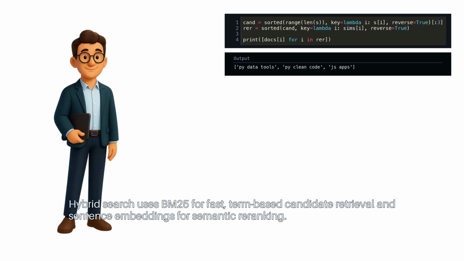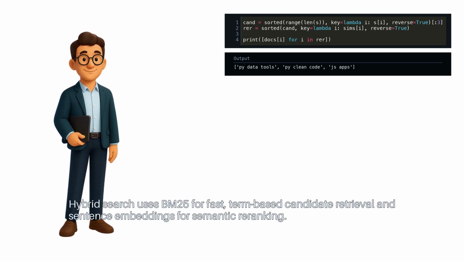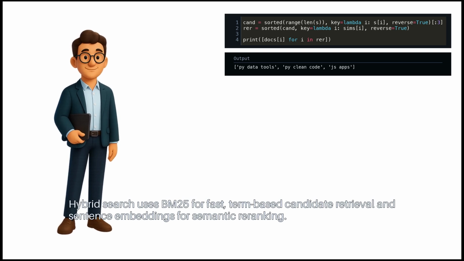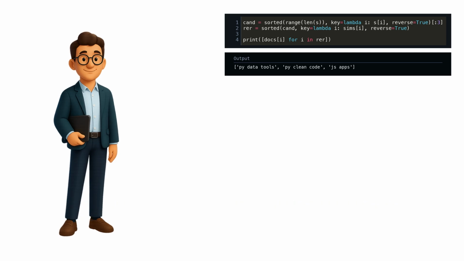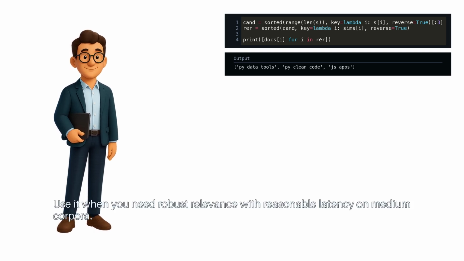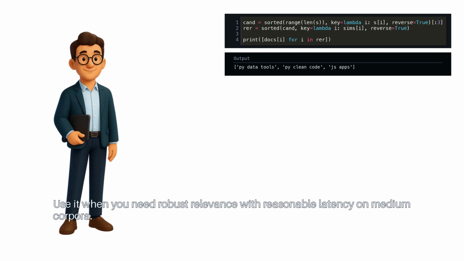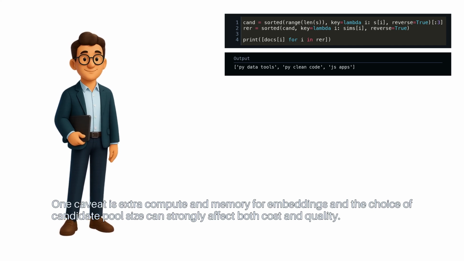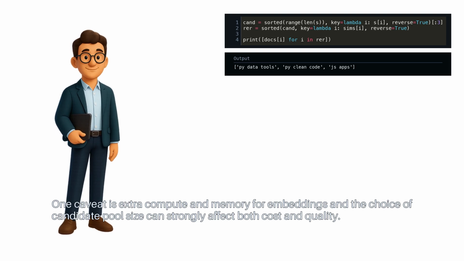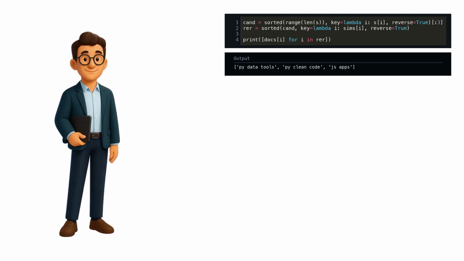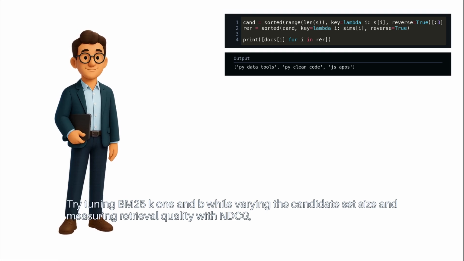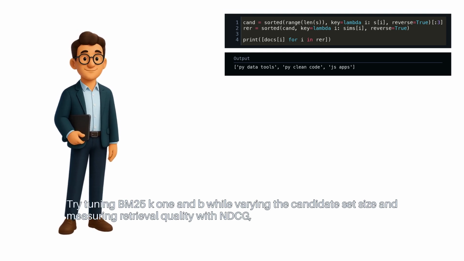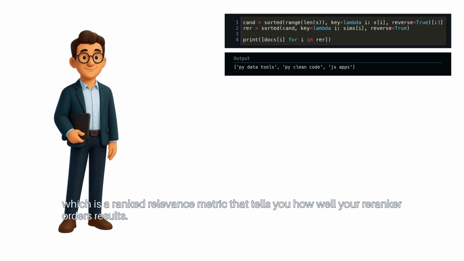Recap. Hybrid search uses BM25 for fast, term-based candidate retrieval and sentence embeddings for semantic re-ranking. Use it when you need robust relevance with reasonable latency on medium corpora. One caveat is extra compute and memory for embeddings, and the choice of candidate pool size can strongly affect both cost and quality. Next step, try tuning BM25, K1 and B while varying the candidate set size and measuring retrieval quality with NDCG, which is a ranked relevance metric that tells you how well your re-ranker orders results.